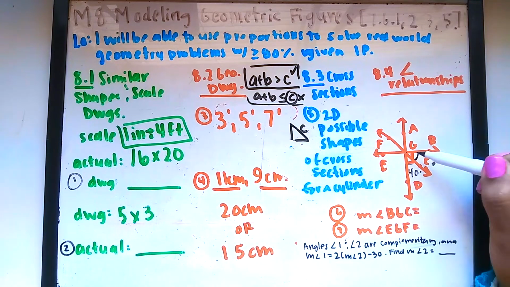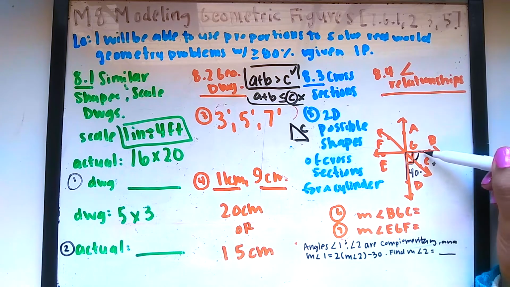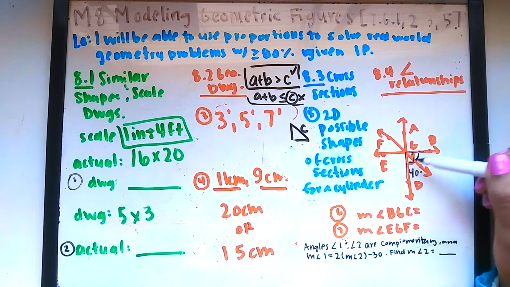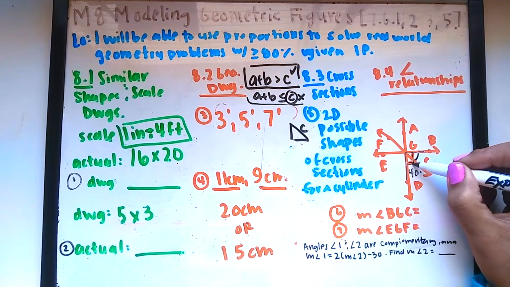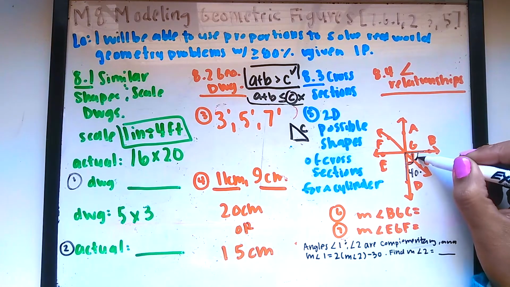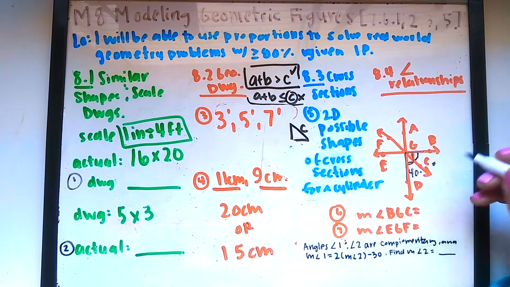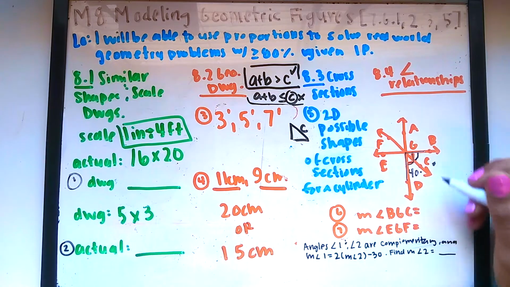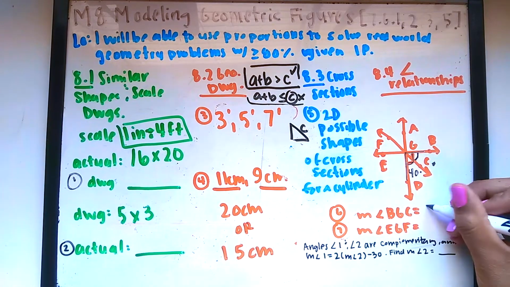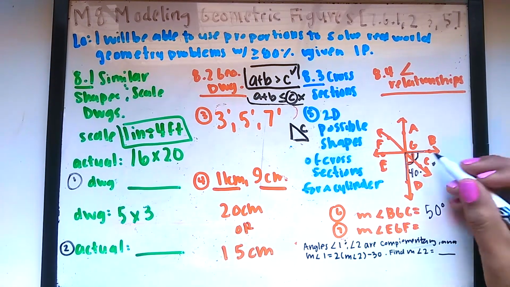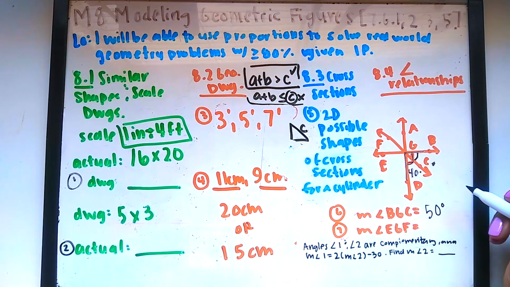Now, we see something right here. We see that this angle right here is a 90-degree angle. That's a right angle. So from here to here is 40. So how much more do I need to get it to 90? That would be 50, right? So this angle right here, BGC, is 50 degrees. Okay, because those are complementary. Remember, complementary angles are angles that add up together to create a 90-degree angle.